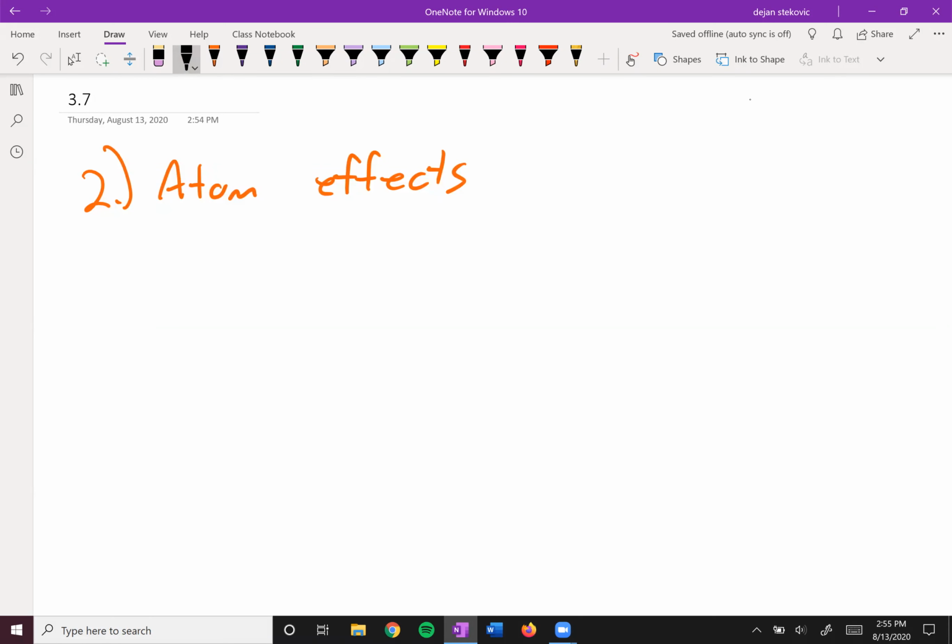All right, next thing we're going to look at is atom effects, right? So what atom is holding on to that H plus? Is it likely to donate that H plus, or is it not likely to donate that H plus? So let's take a look at an example.